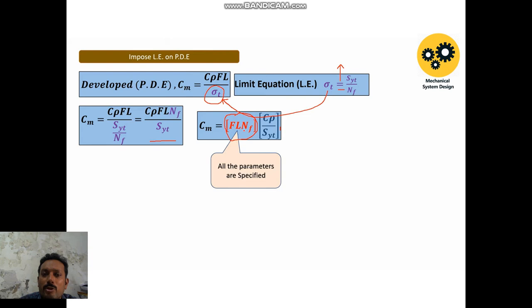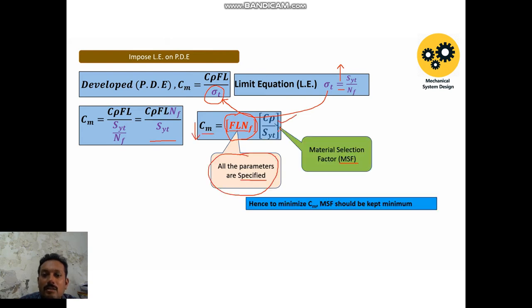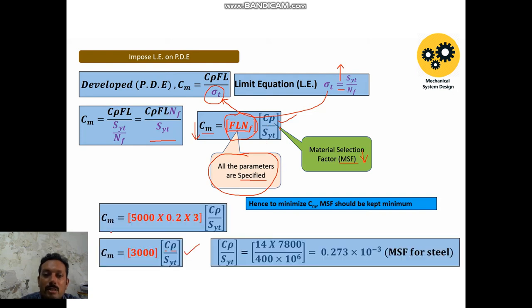So the new Cm equals F L NF into C rho upon SUT. These are all specified parameters, and this is called the material selection factor. Hence to minimize the Cm, the MSF should be minimum. So this C rho upon SYT should be minimum. So we need to find out this C. We already know these values, F and NF, so we will put them here. So the constant will be 3000 into this, for all.